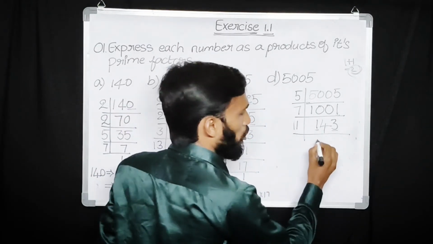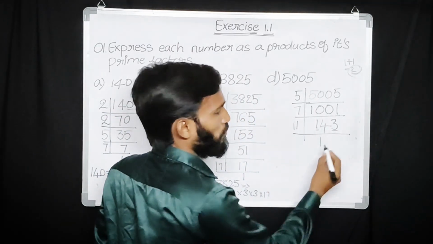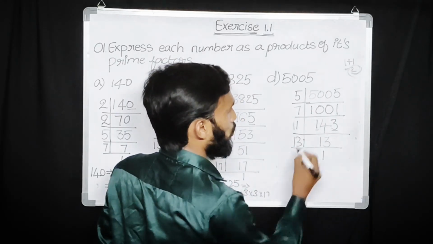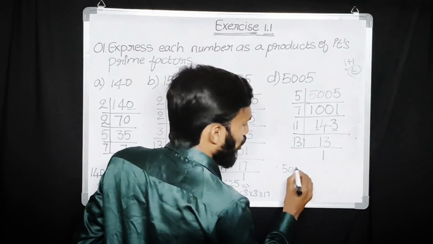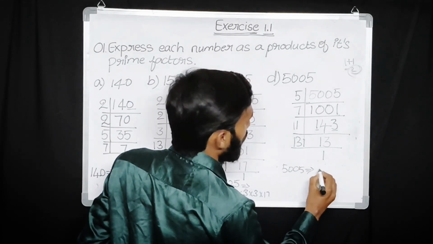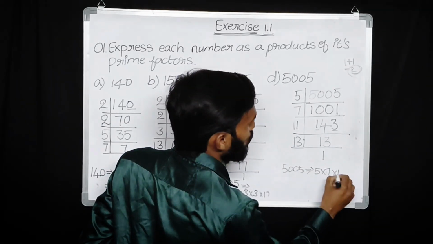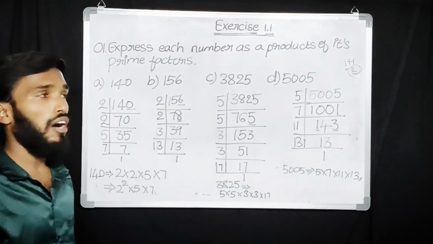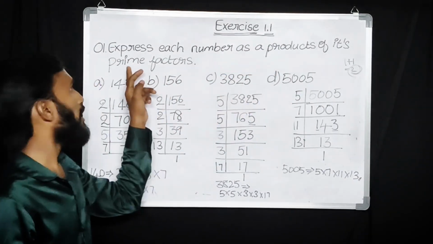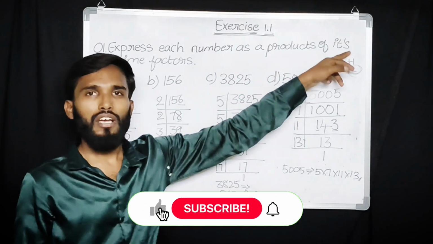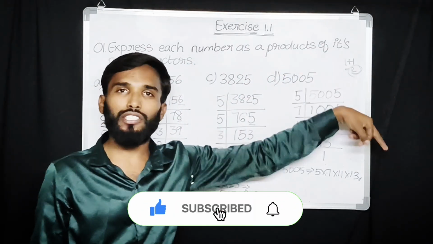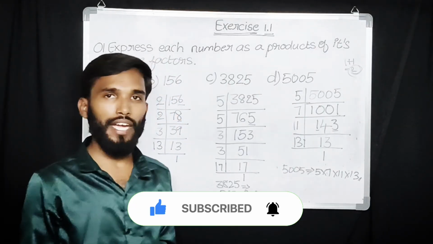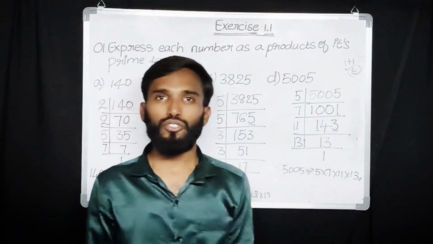Now in the 11 table, how many times? 1 time 11. 3 is left. 33. How many times? 3 times. You know that in the 13 table, 1 time. So the product of prime factors of 5005 is 5 into 7 into 11 into 13. This is how we have to find out the product of its prime factors. It means for any number they give, we have to find the product of that number's prime factors. So this is how we find the prime factors of such a number.